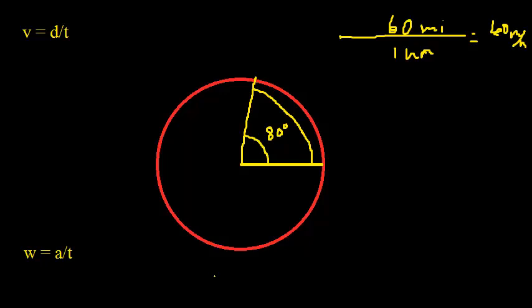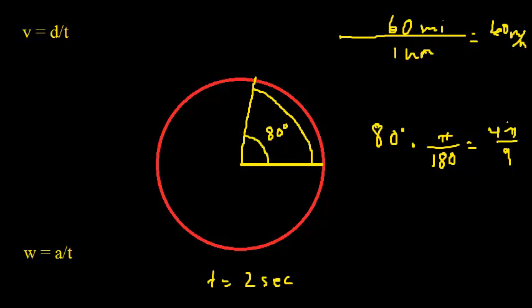So if I travel that 80 degrees in, say, 2 seconds, my angular speed then, first I need to convert my 80 degrees into radians, so I multiply by pi over 180. This gives me 4 pi over 9. So that is my angle in radians.